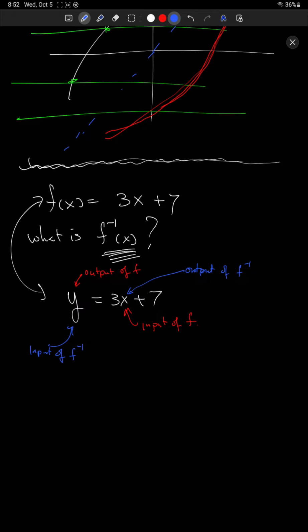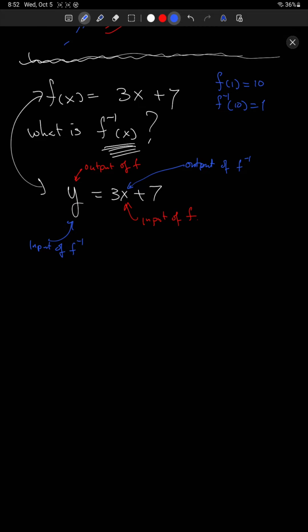For example, without doing any computations, or very little computations, I know that f of 1 is equal to 10, right? 3 times 1 plus 7. So automatically, I know f inverse of 10 is equal to 1, because of swapping the inputs and the outputs. Okay?